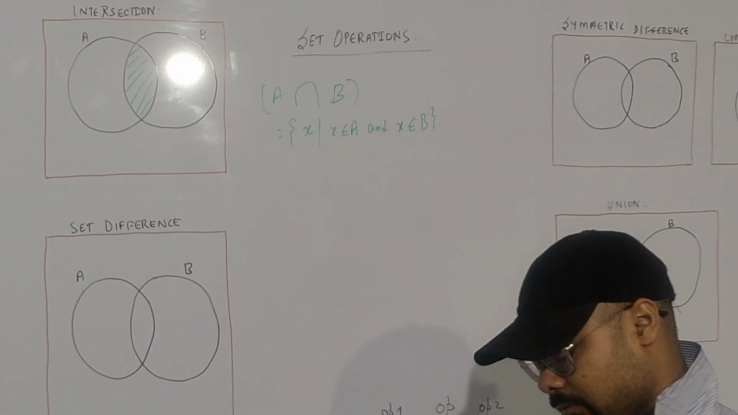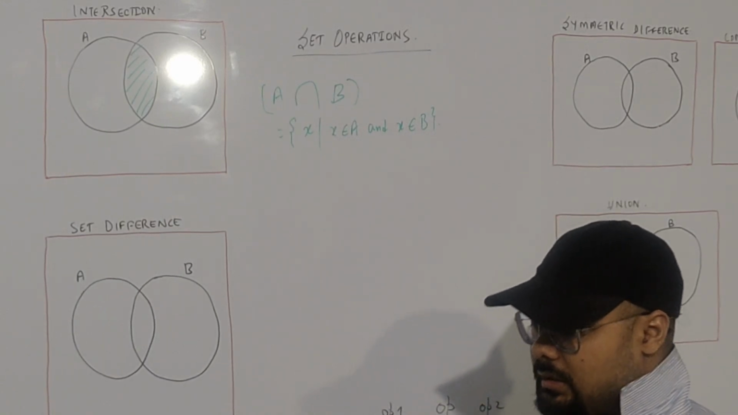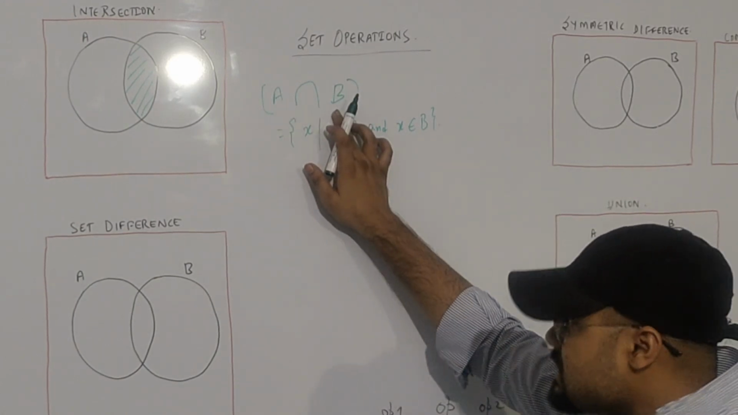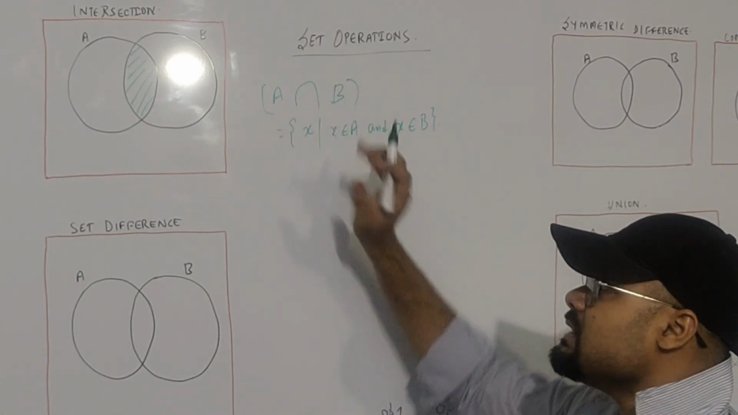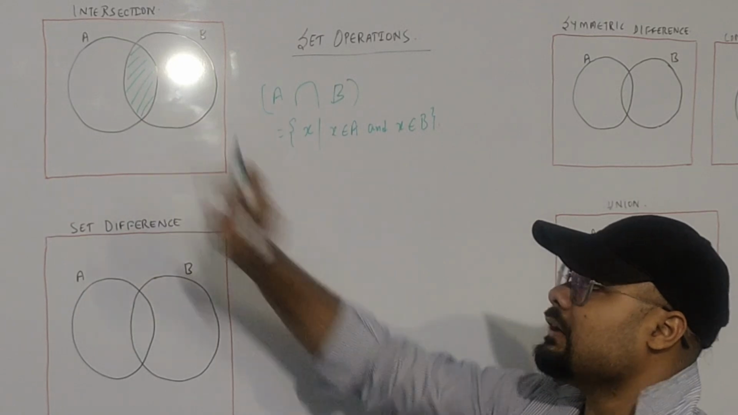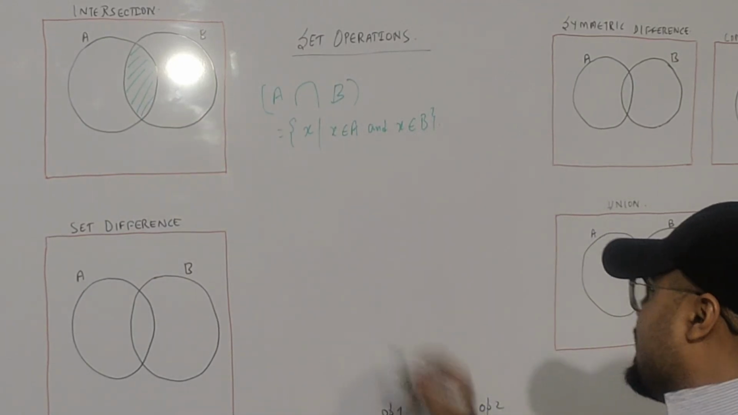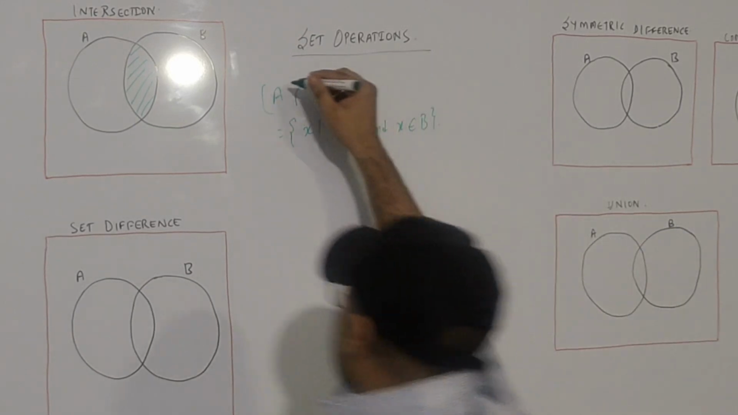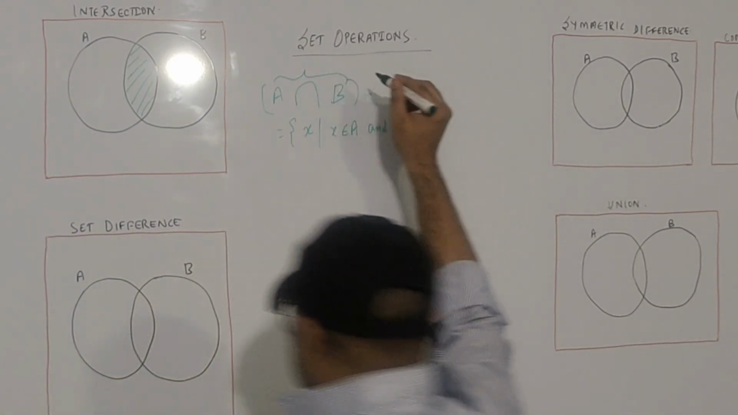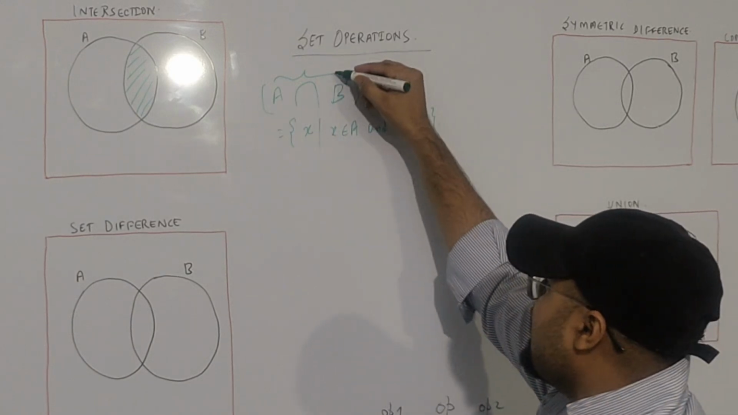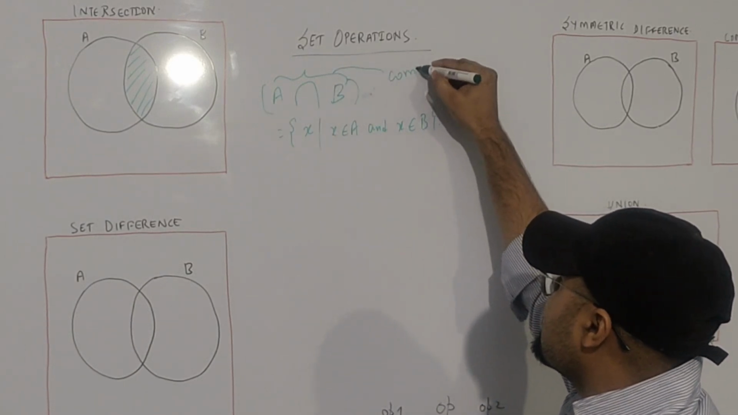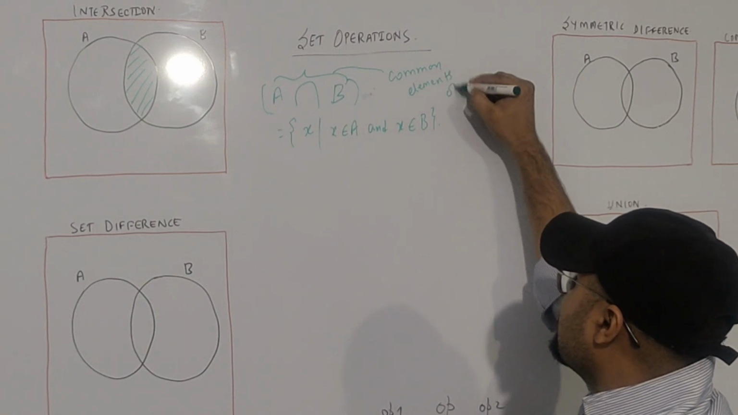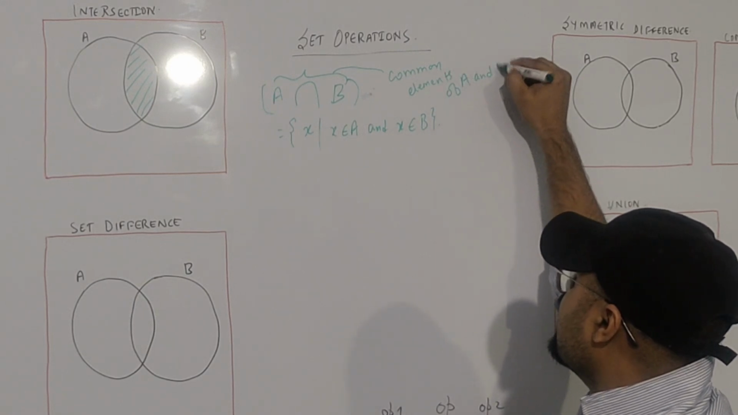When a set operation is applied between two sets, the ultimate result is a set. So A intersection B is a set, and the elements of this set are the common elements of A and B.